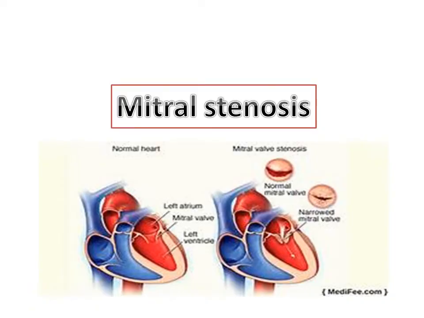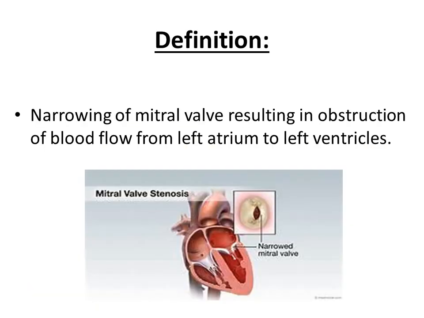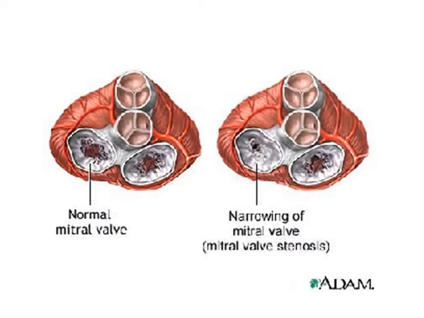Now first one is mitral stenosis. Now we start with the definition. Mitral stenosis is a narrowing of the mitral valve resulting in obstruction of blood flow from the left atrium to the left ventricle. Okay, this figure shows mitral valve stenosis, a narrowed mitral valve. It results in obstruction of blood flow from the left atrium to the left ventricle, like this way. This figure also shows a narrowing of the mitral valve.